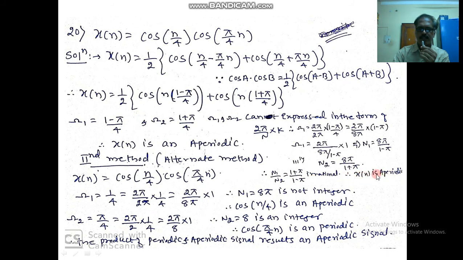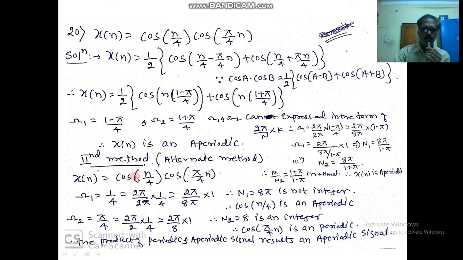Therefore the given signal is aperiodic. The same problem I will explain by using the second method. Here is the product of these two signals. For the first signal, I am not using this formula directly; I am finding whether the first signal is periodic or aperiodic.